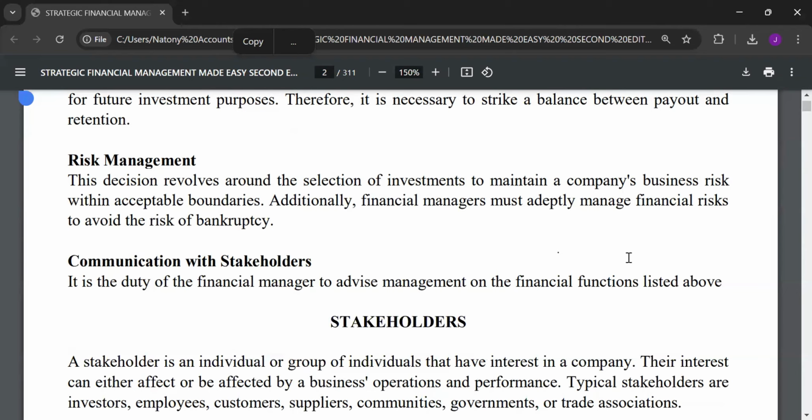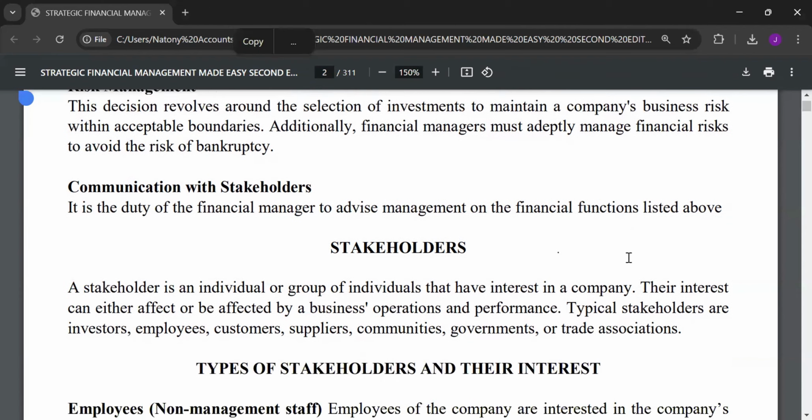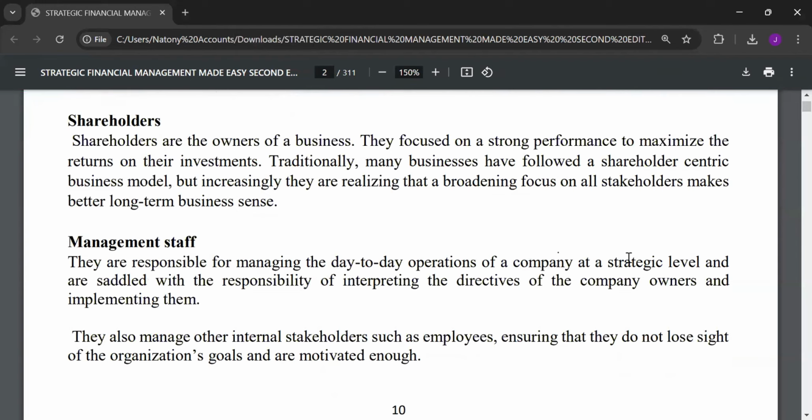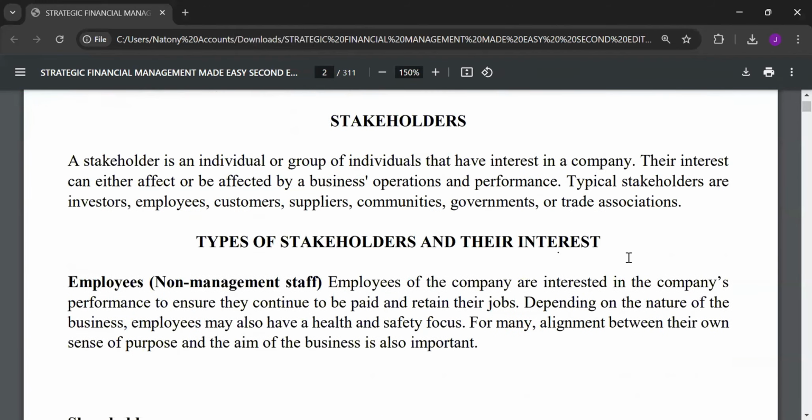Then finally is the communication with stakeholders or shareholders. It's also the duty of the finance manager to ensure that shareholders are updated, but that will be done through the reporting line, depending on the size of the organization and how the reporting line is. Shareholders, these are the owners of the business. So these are the stakeholders of an organization.